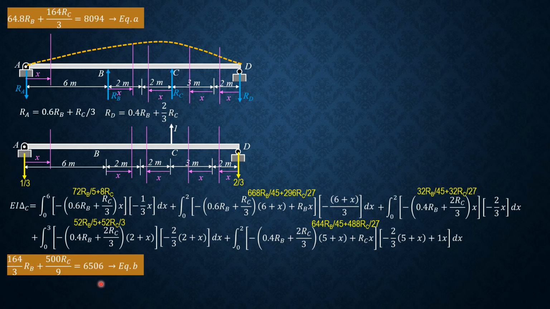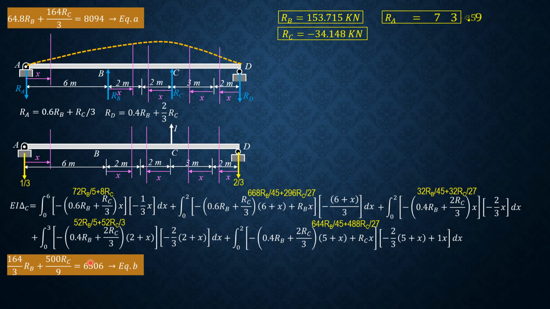So we just cancel EI. Since these equations are the same as before, we get the same answers for reactions: 153.715 for RB, RC negative 34.148. Then by statics, RA is 73.953 and RD is 22.480 kilonewtons. So that's it for the fourth basic method, the virtual work method.